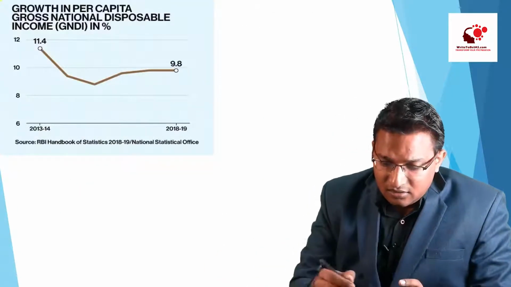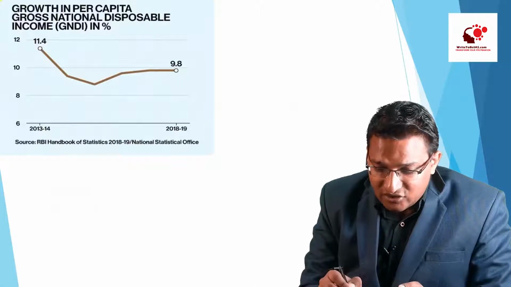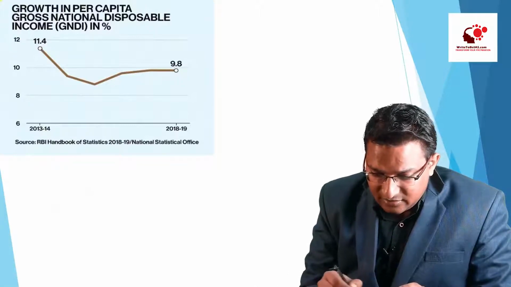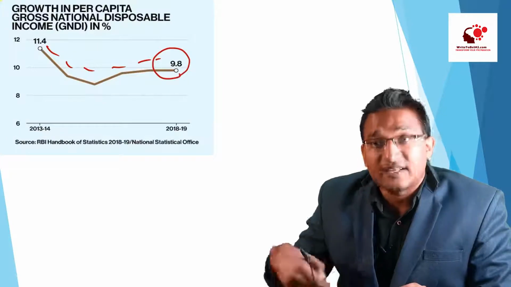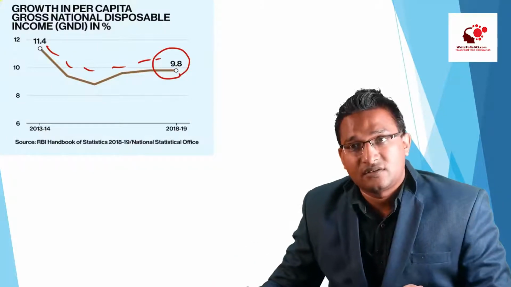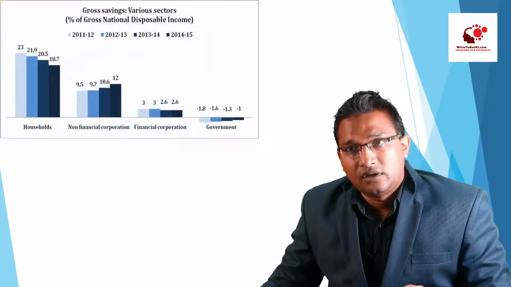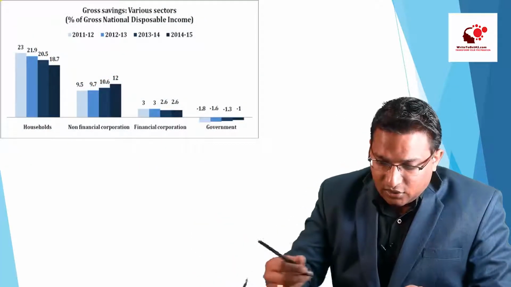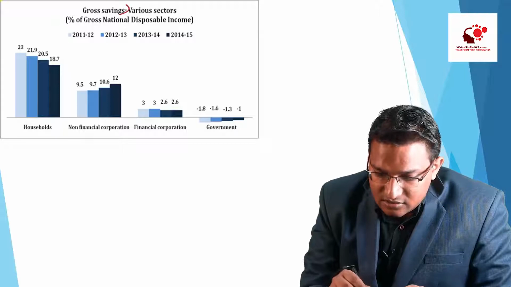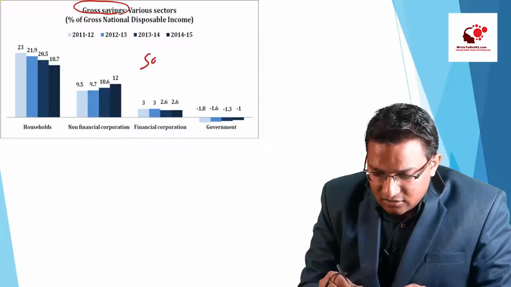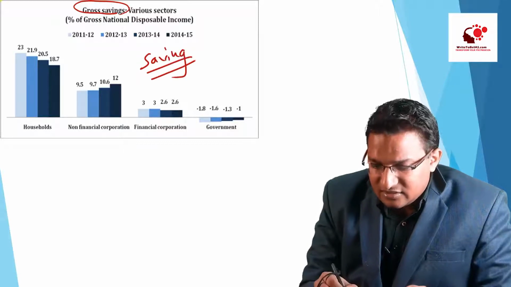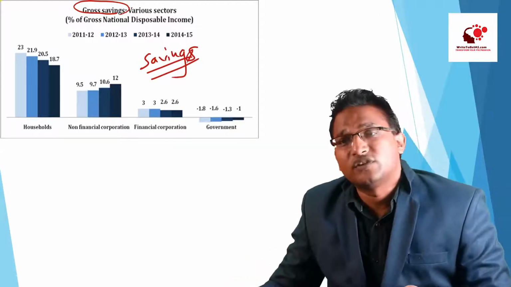This is a small data. The growth in per capita gross national disposable income in India, this growth has been declining. You can see the growth rate at present is approximately 9.8%. Here you can see the gross savings of various sectors. So this we will discuss when we discuss the concept of savings. Now here I have just given it for the sake of showing it to you.